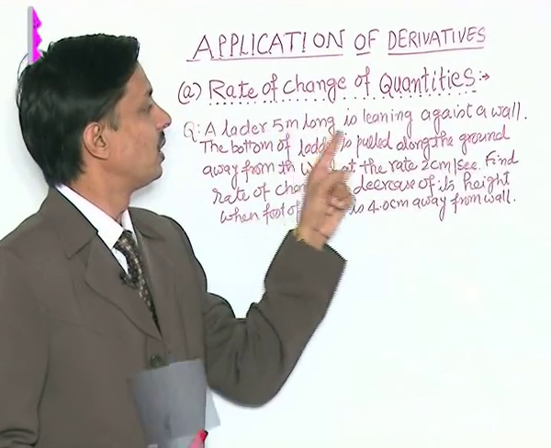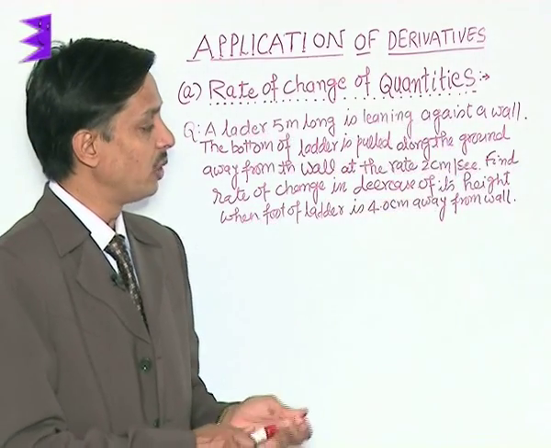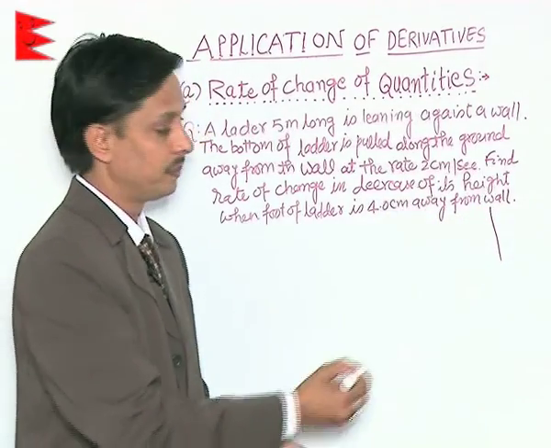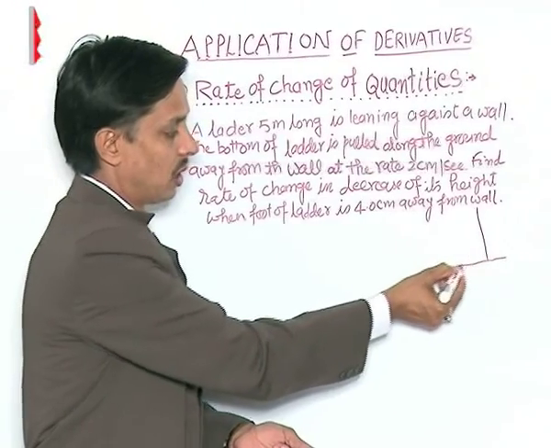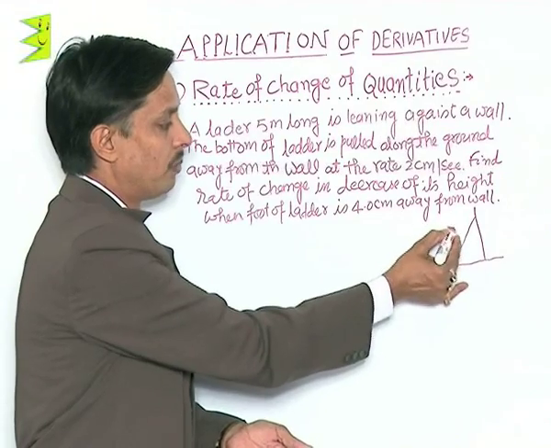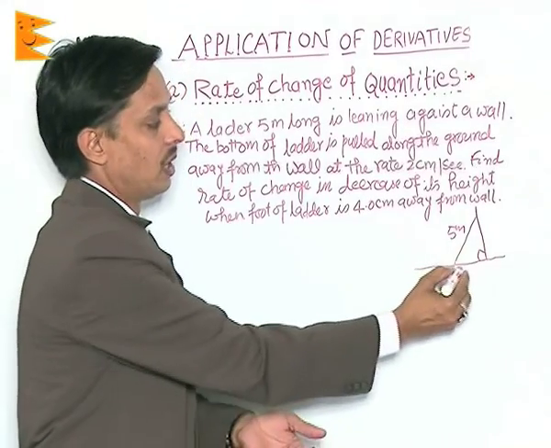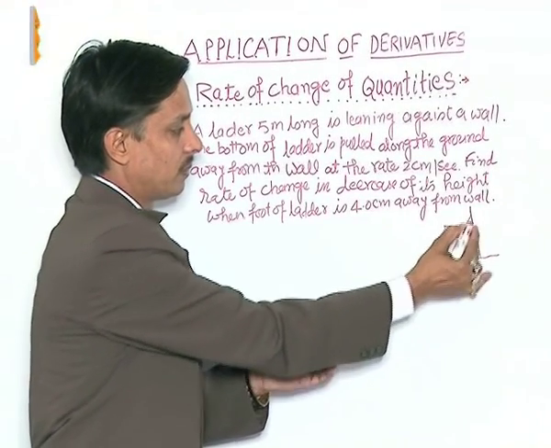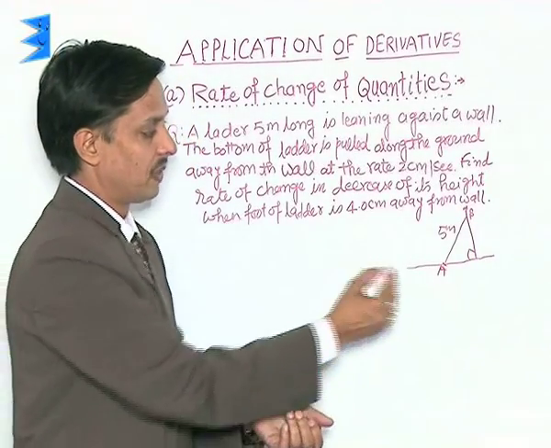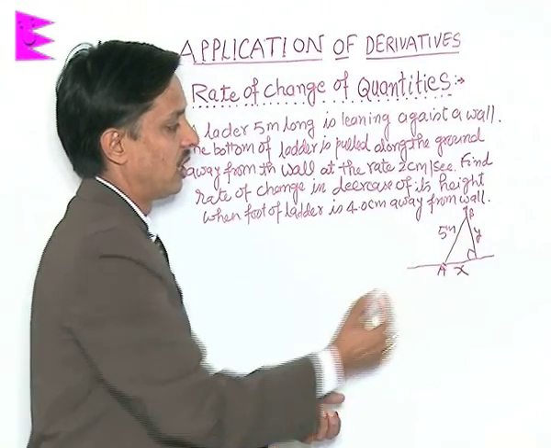A ladder 5 meter long is leaning against the wall. If I explain it with the help of a figure, suppose this is a wall and this is the ground. This is the ladder, 5 meter long, AB. Its foot is A and top is B at the wall. Say for example, this part is x meter and height is y.